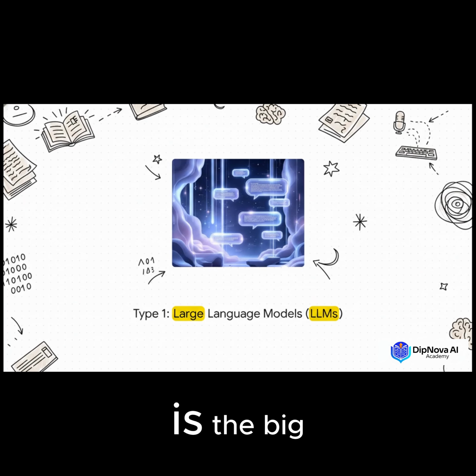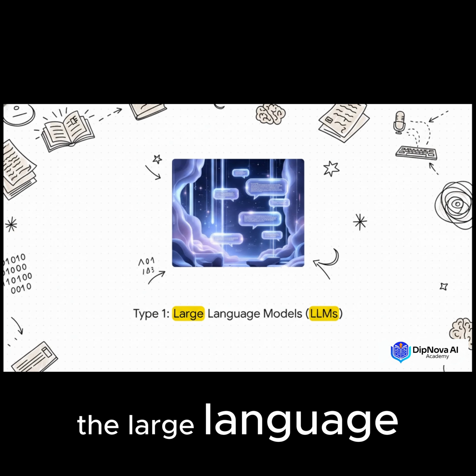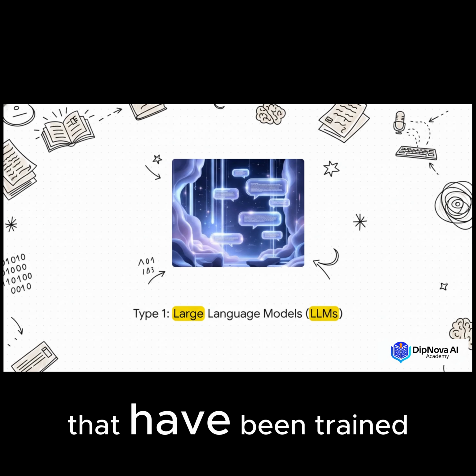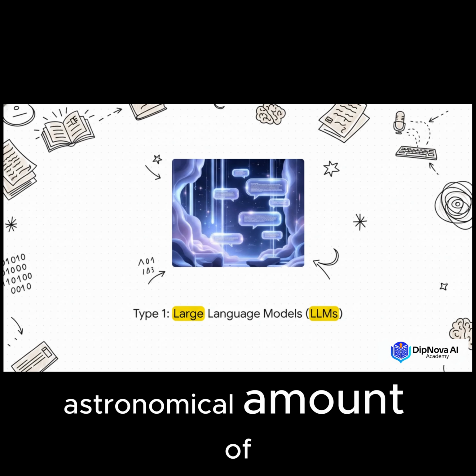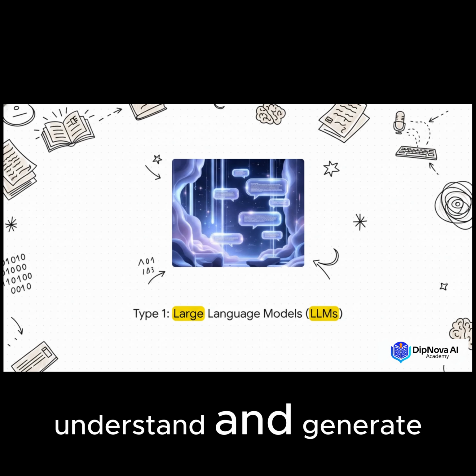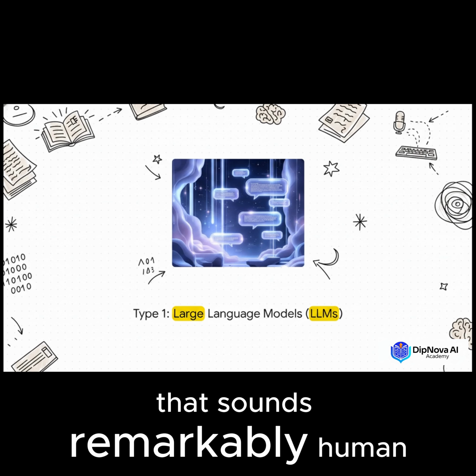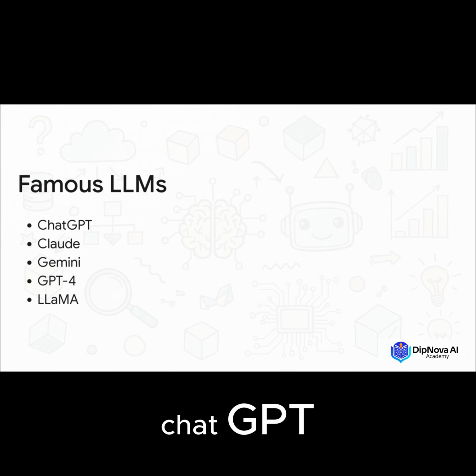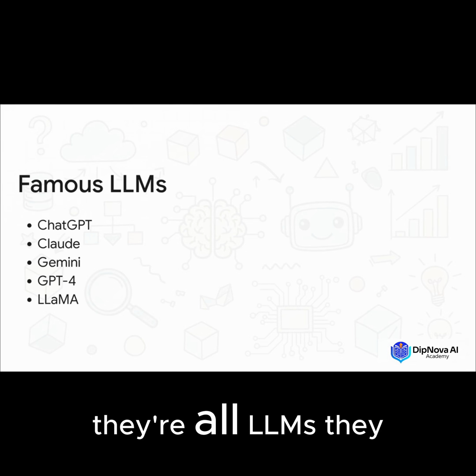And first up is the big celebrity of the family, the one you've heard all about, the large language model, or what everyone just calls an LLM. These are the AIs that have been trained on just an astronomical amount of text. Also, they can understand and generate language that sounds remarkably human. I mean, you definitely know these names, right? ChatGPT, Claude, Gemini, they're all LLMs.